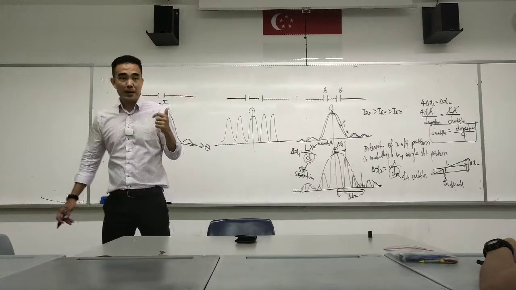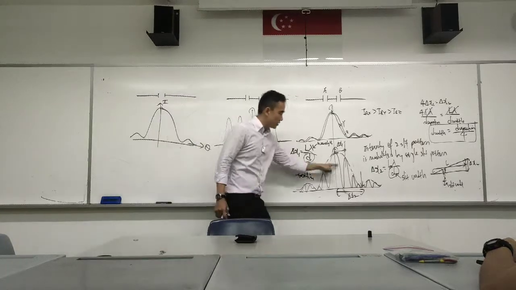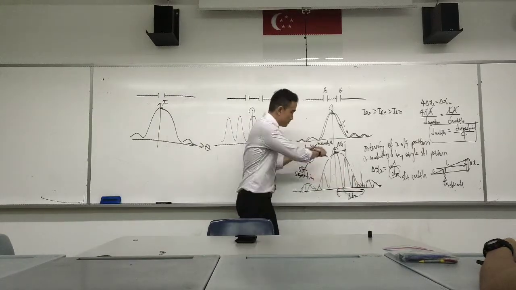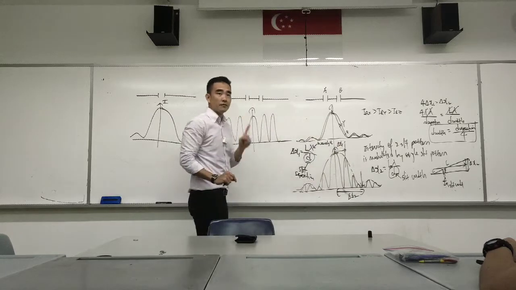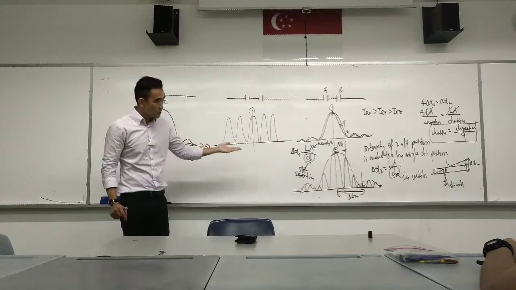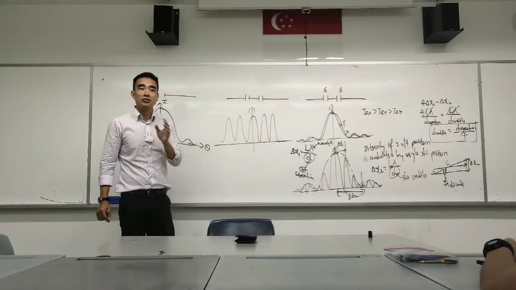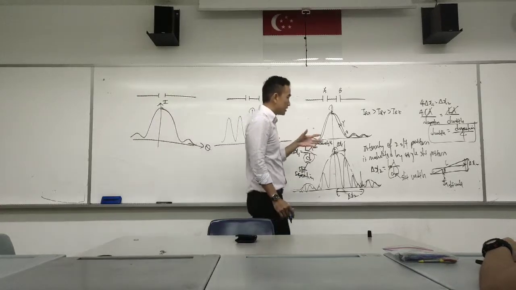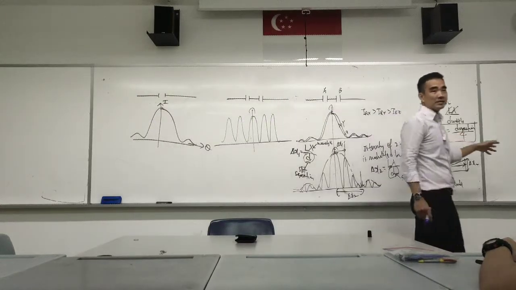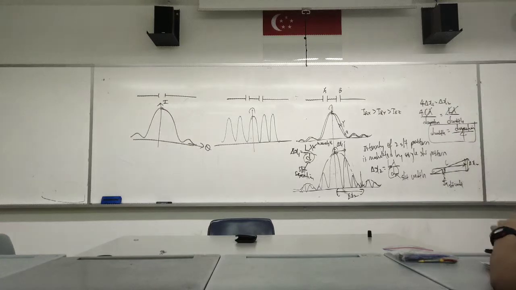First, you need to know which pattern is due to which. This is due to the double slit, and this big envelope is due to the single slit. First point. Second point, from the information given in the graph, I need to be able to deduce the approximate relative size of the slit width and the slit separation. Cool.